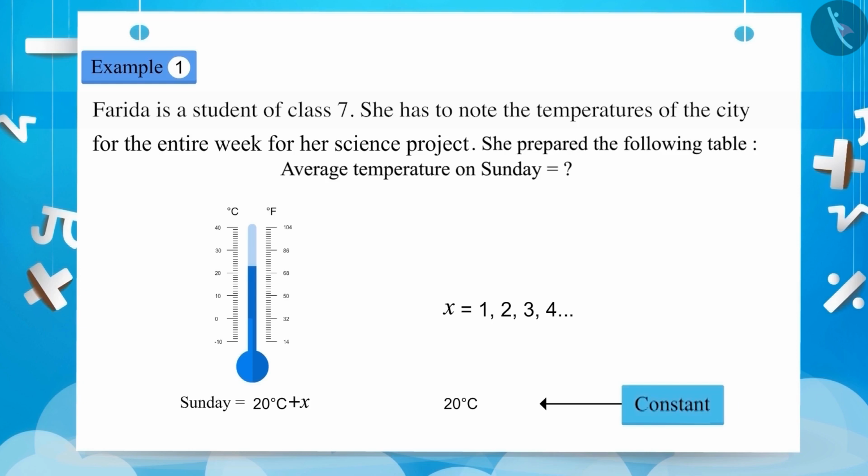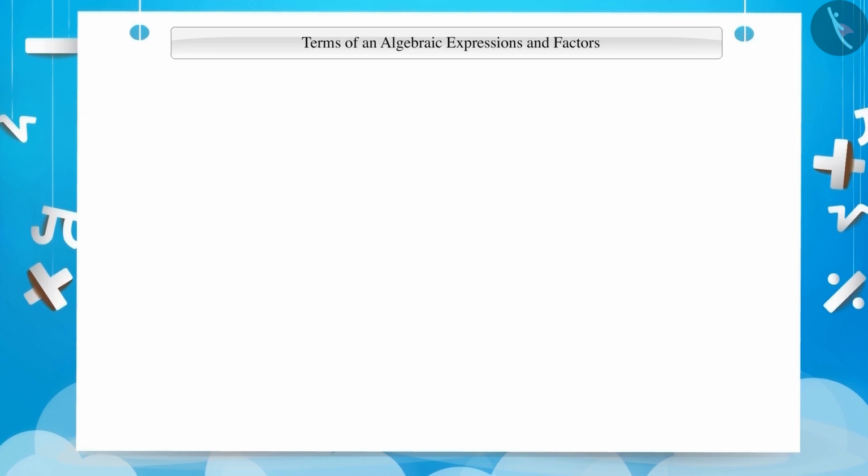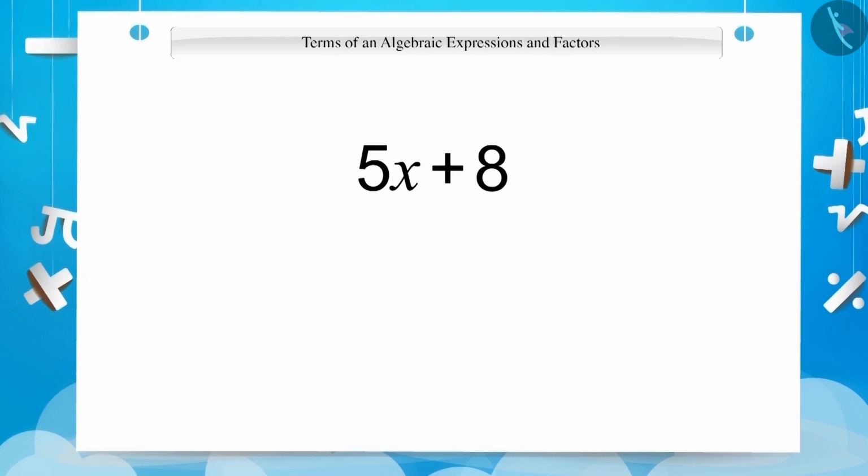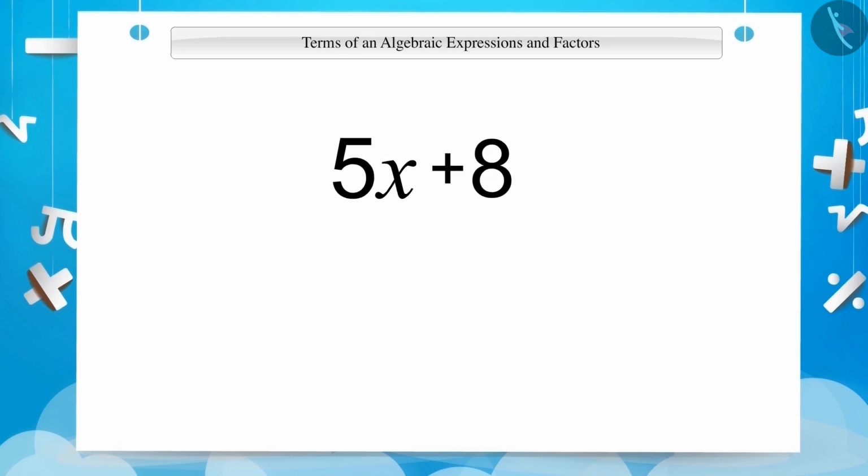So far, we have studied how to form an expression. Now, we will learn about the terms of an algebraic expression and their factors. 5x plus 8. Let's look at this algebraic expression. This expression has been formed by adding 8 to 5x. That means we have to add or subtract the terms to form an expression.